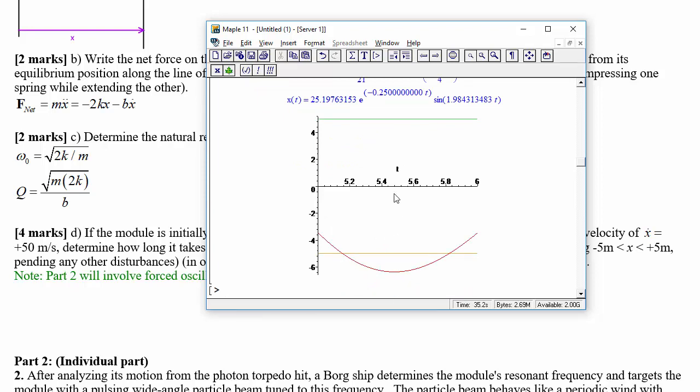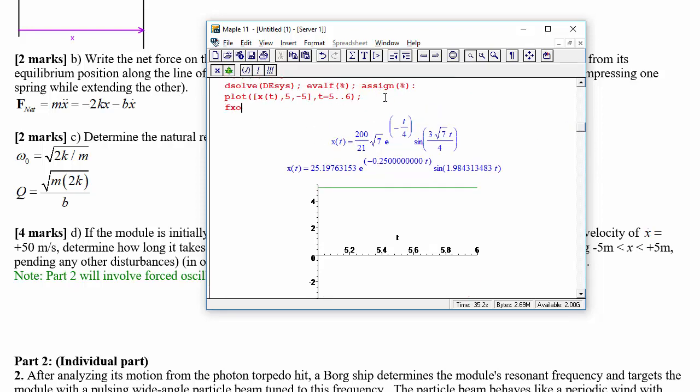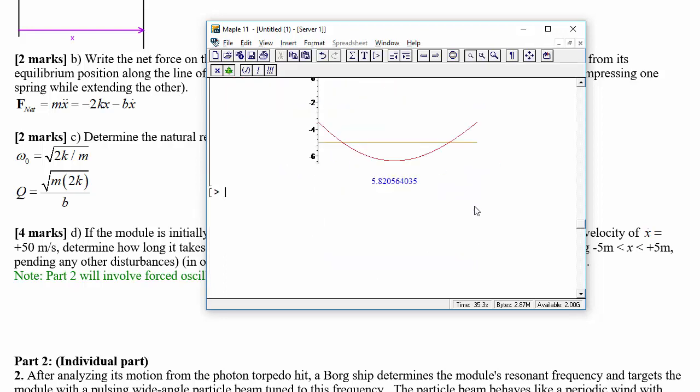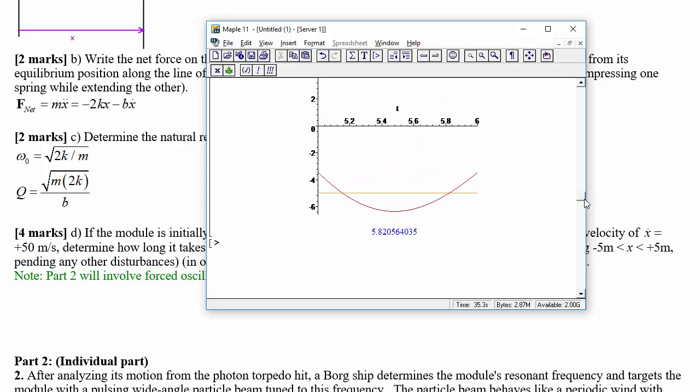Okay, and now it looks like it's past 5.5, should be around 5.8, but let's use fsolve to zoom in on that. X at t is -5, t equals 5.5 to 6. And we get 5.82 as the last time that it is that distance away from equilibrium.